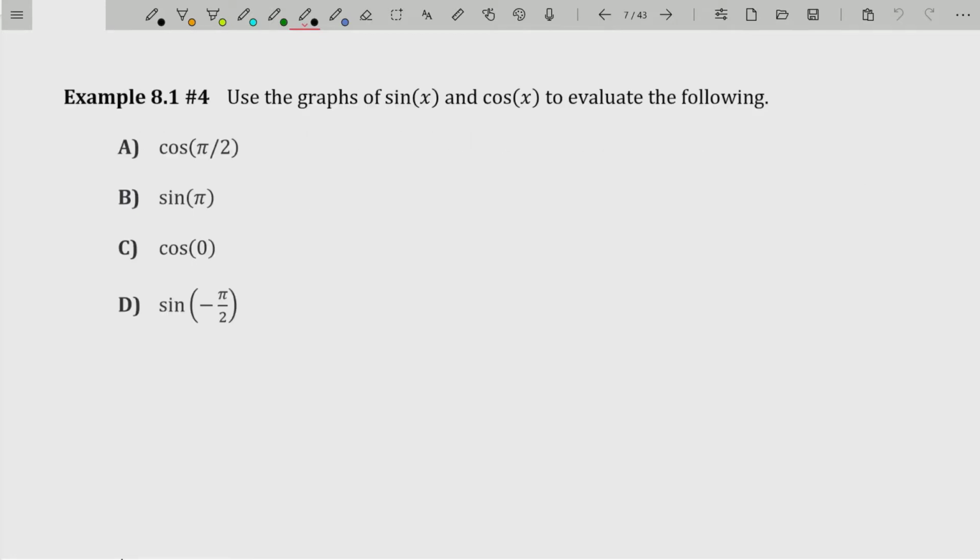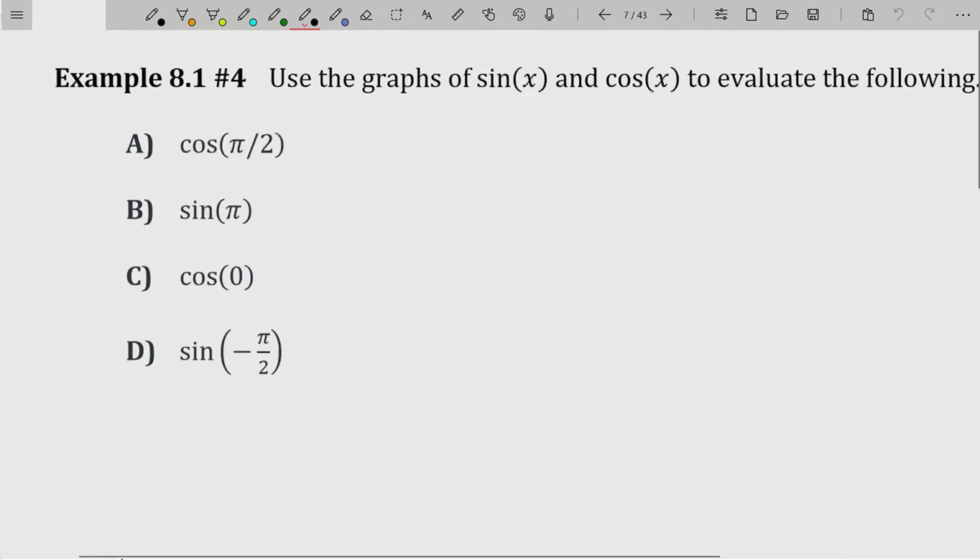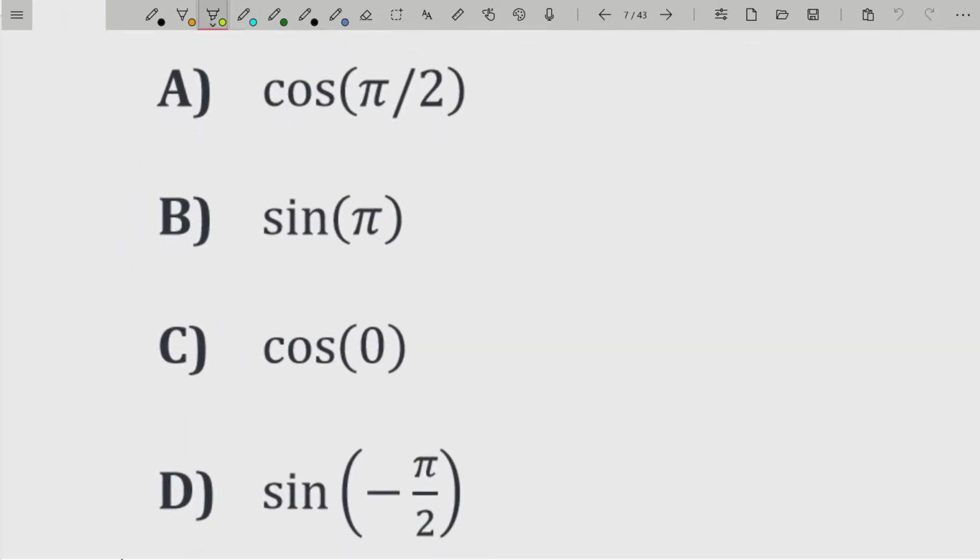Now, here we go. Cosine of pi over 2, sine of pi, cosine of 0, and sine of negative pi over 2. Use the graphs to evaluate this. And this is actually what you're going to be doing. You're going to be referencing the graphs to help you evaluate these functions rather than using triangles when you land at quadrantal angles or axial angles. So all these angles end on an axis. And so that's when the graph becomes incredibly helpful.